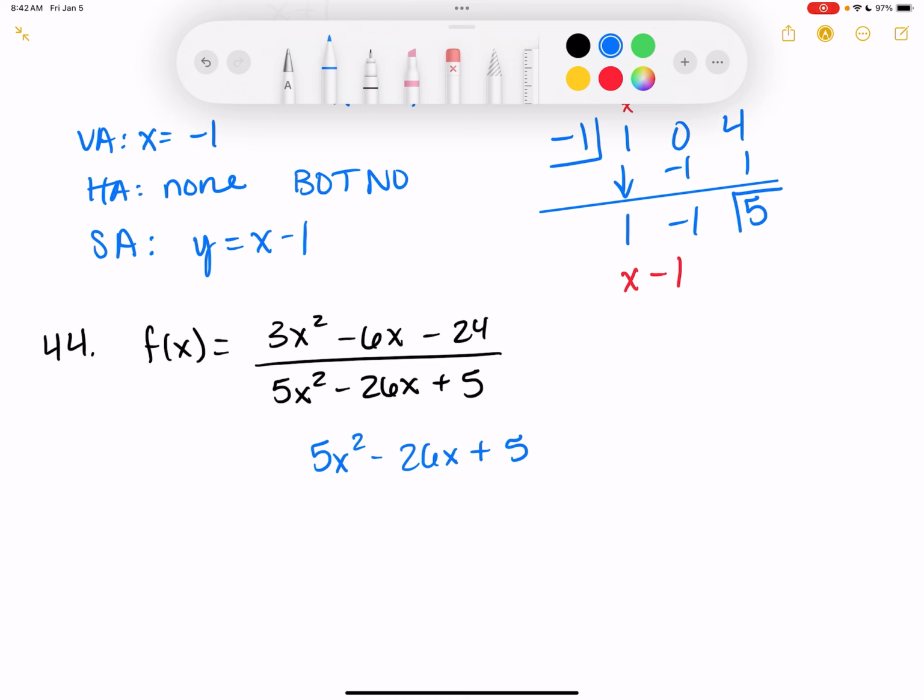Do we remember how to use the AC method to factor this? So it'll be 25, 5 times 5. And then you have to find what multiplies to 25 and adds to negative 26. So that'd be negative 125. Or negative 25 and negative 1. Order doesn't matter. So we're going to replace this negative 26x with negative 1x and negative 25x. So 5x squared minus x minus 25x plus 5.